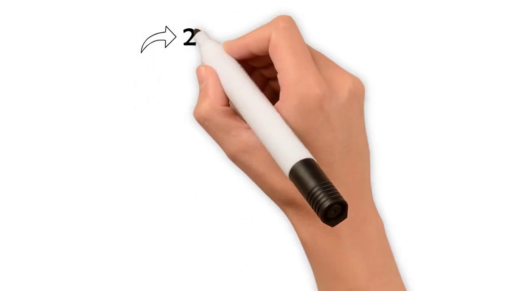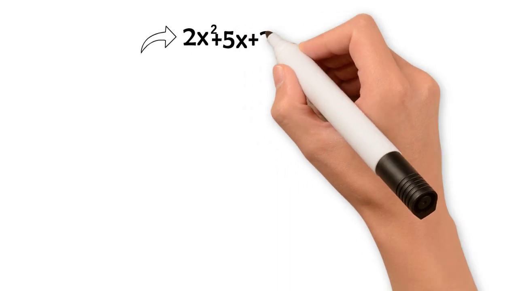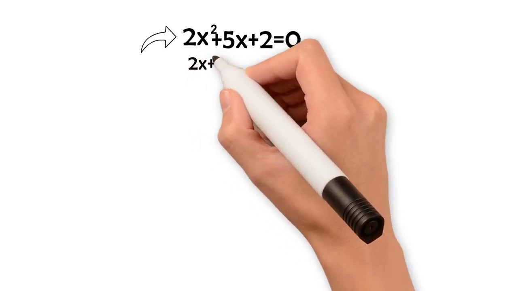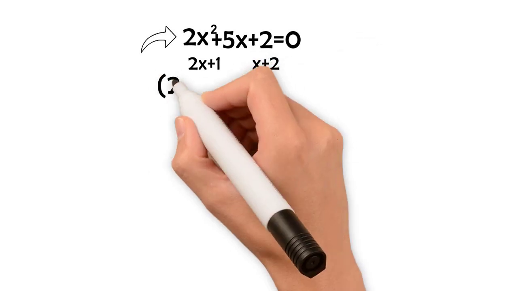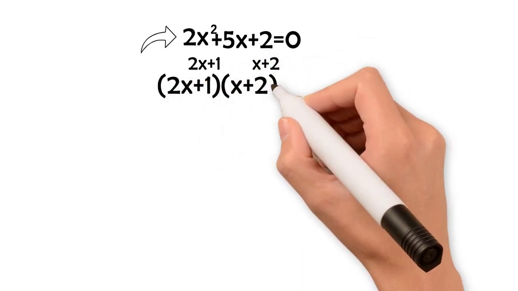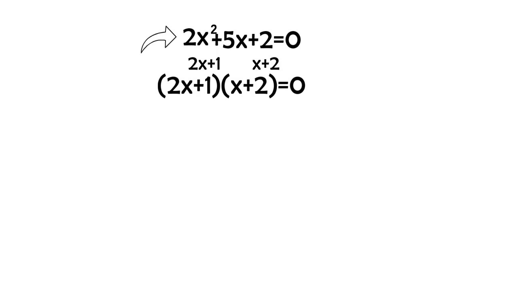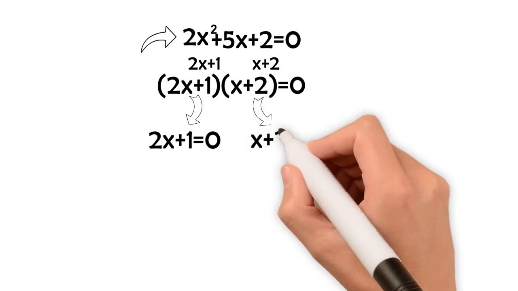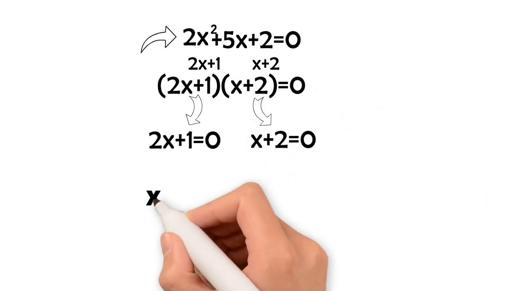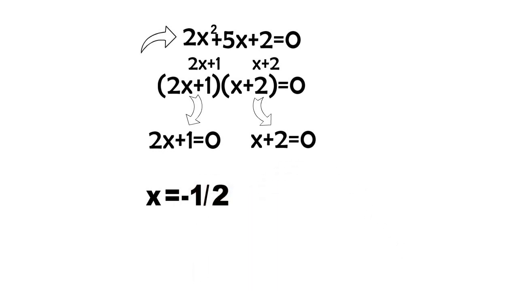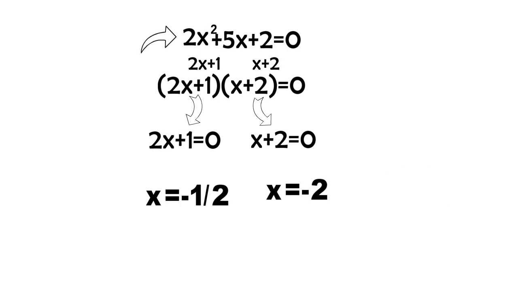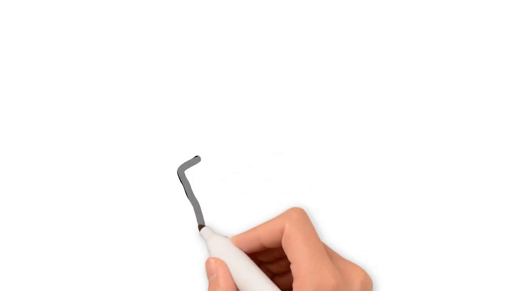Another example. Solve 2x squared plus 5x plus 2 equals 0. Last lecture, we looked at this example and determined that you can factor it into 2x plus 1 and x plus 2. Therefore, (2x plus 1) times (x plus 2) equals 0. One of the factors needs to be 0, so either 2x plus 1 equals 0 or x plus 2 equals 0. So we can solve x as x equals negative 1/2, from 2x plus 1 equals 0, or x equals negative 2, from x plus 2 equals 0.